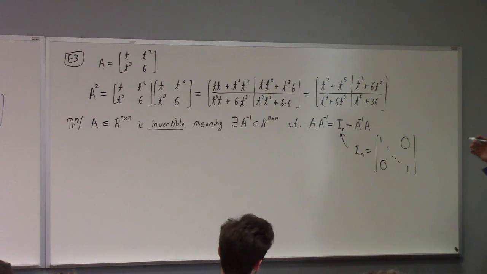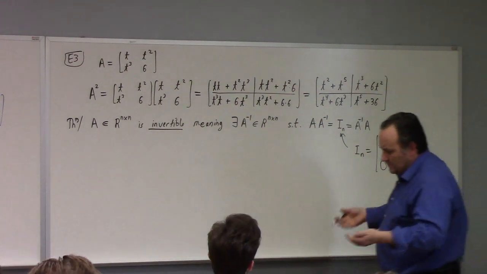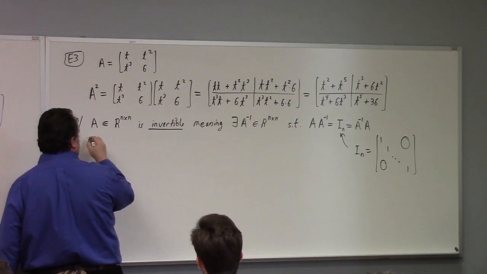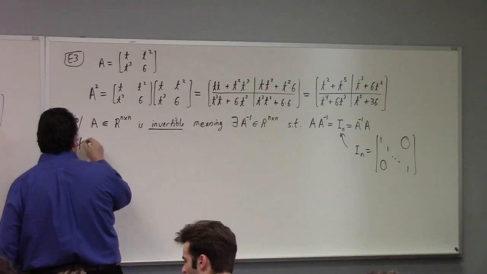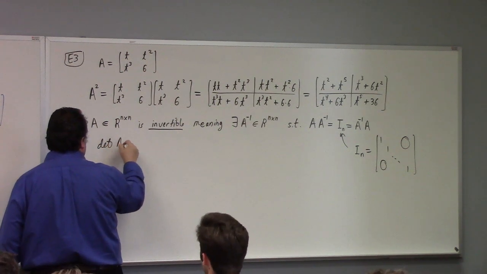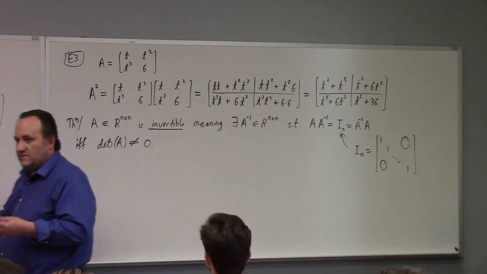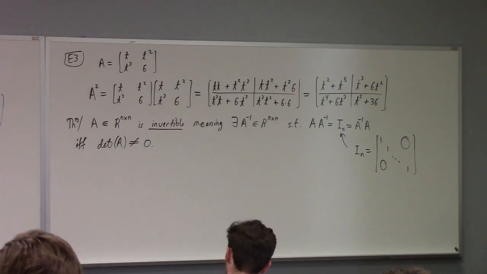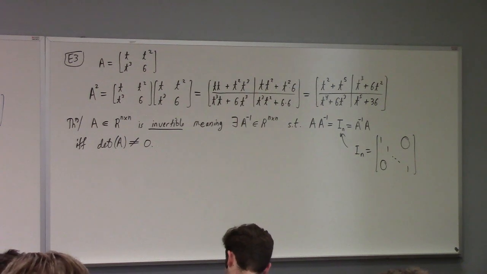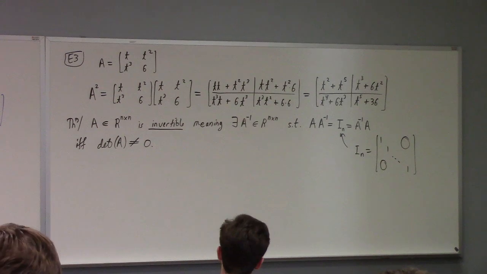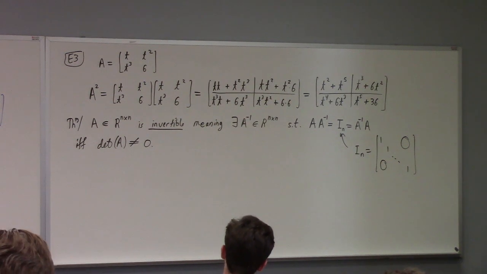In a nutshell, a matrix is invertible if and only if the determinant of A is not equal to 0. That's the quickest thing I can tell you. That's how we check invertibility of a matrix. In a good linear algebra book, there's a list of like 20 different equivalent statements, right?